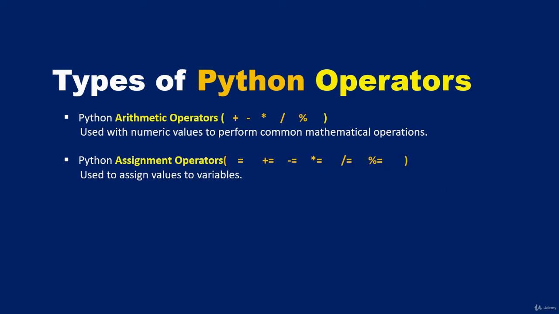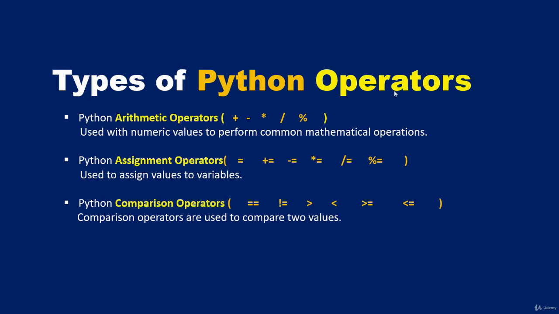We also have the comparison operators, which are used to compare values, and they include double equals. If you want to compare if two values are strictly equal to each other, you use the double equals sign. If you want to check if one value is not equal to another, you use this. If a value is greater than, you use that. If a value is less than, greater than or equal to, or less than or equal to. These are all comparison operators.